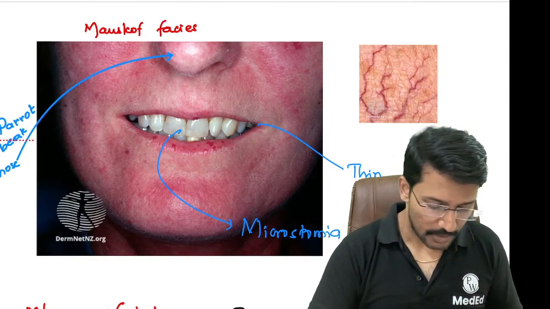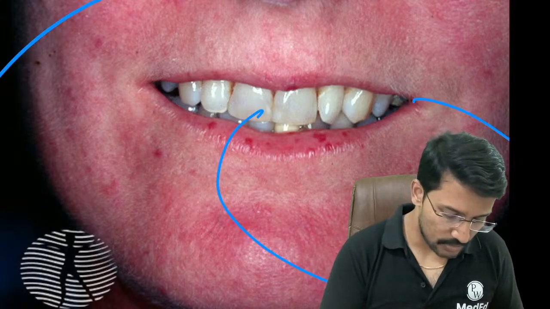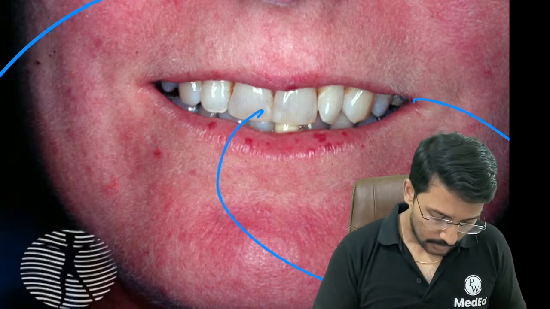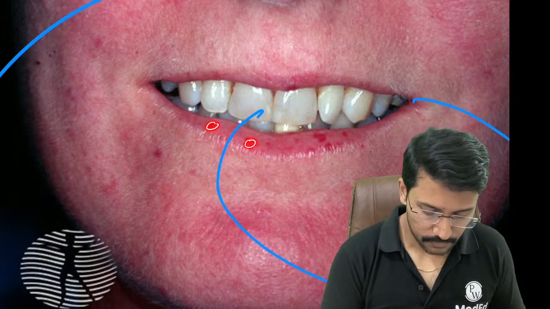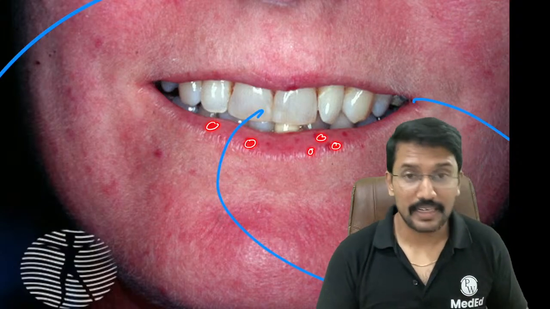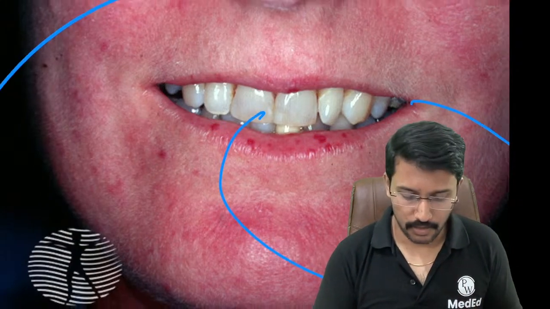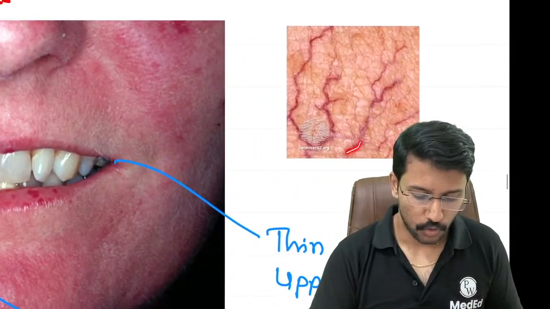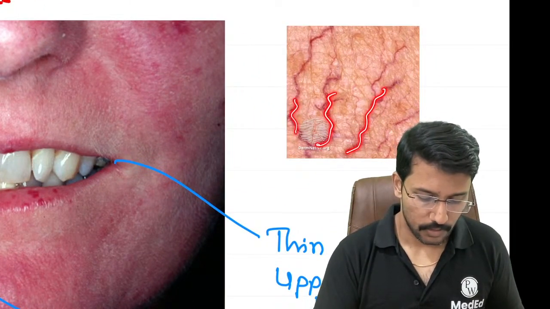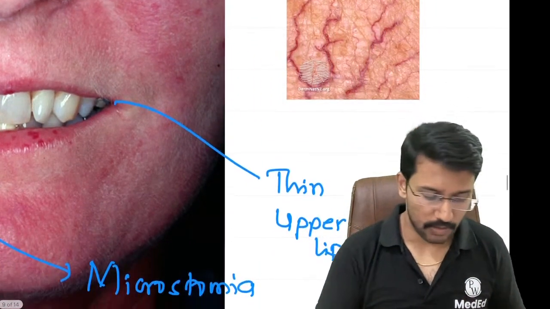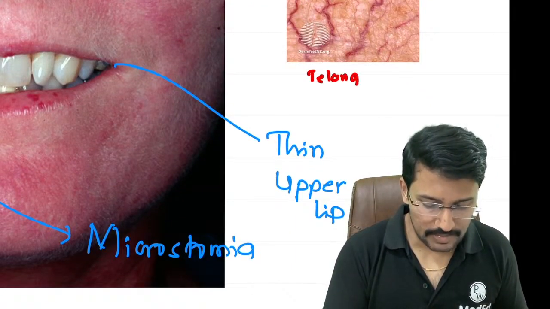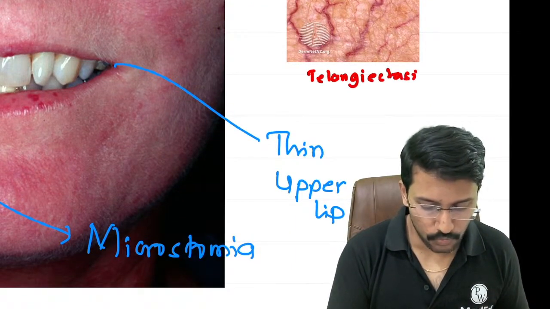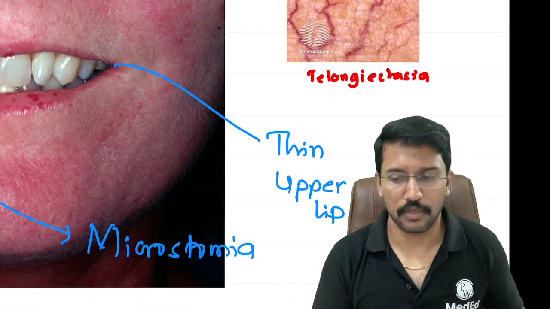Apart from that, when you look closely at her face, you see these tiny pink specks, right? What are these? These are called telangiectasia. When you look closely, they look like tortuous, cutaneous, dilated blood vessels. We call them telangiectasia. So we can see telangiectasia also in patients with scleroderma.